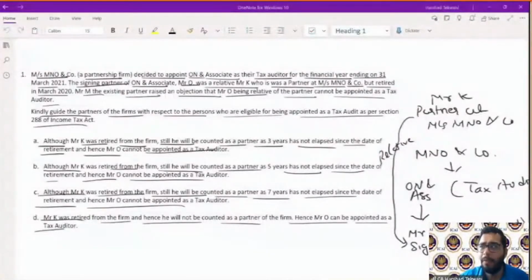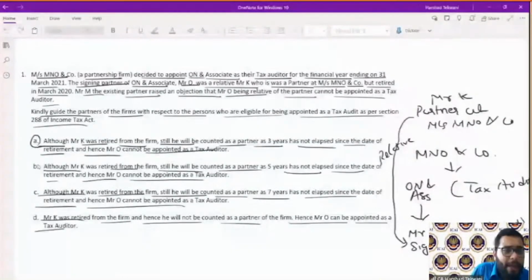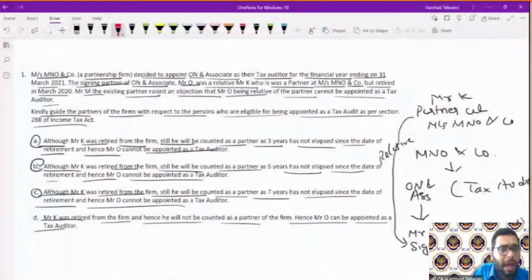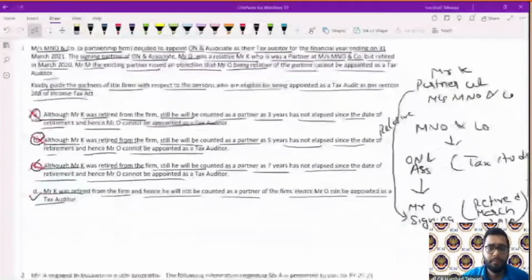Now, if it is fine for being appointed as a tax auditor, then option A, B, C are wrong, are incorrect. So the correct option will be option D, that Mr. K was retired from the firm, hence he will not be counted as a partner. Mr. O can be appointed as a tax auditor. Simple. Clear? Okay.